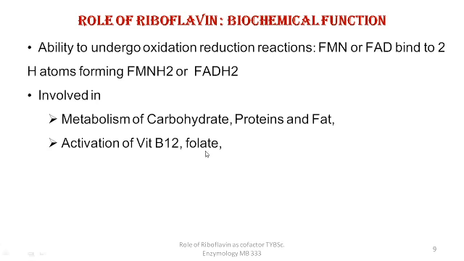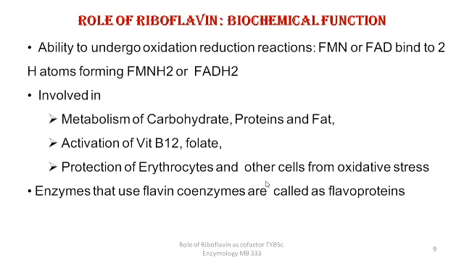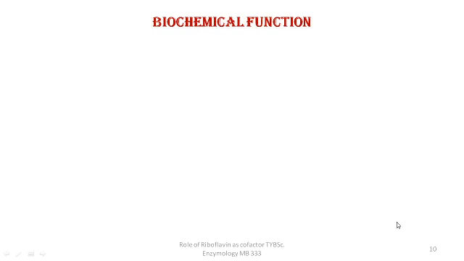Activation of vitamin B12 and folate, protection of erythrocytes and other cells from oxidative stress. Now, the enzymes that use flavin or riboflavin as the coenzymes are called flavoproteins. And those flavoproteins which contain metals are called metalloflavoproteins. The metals commonly bound to these flavoproteins are molybdenum and iron.